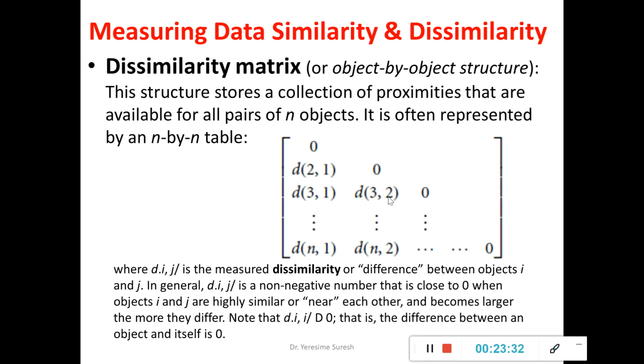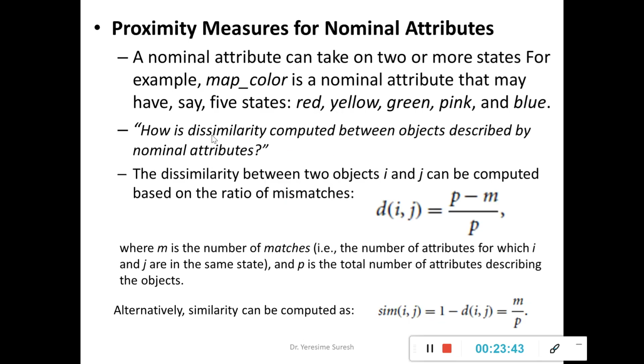The distance between 3 and 3, n and n, 2 and 2, 4 and 4 will obviously be 0. We'll solve a problem so that we'll clearly understand what is similarity matrix and dissimilarity matrix. Now what are proximity matrix for nominal attributes?